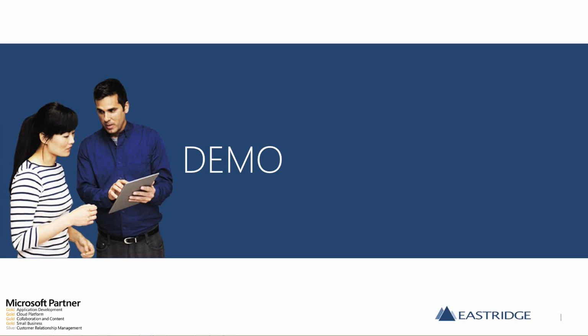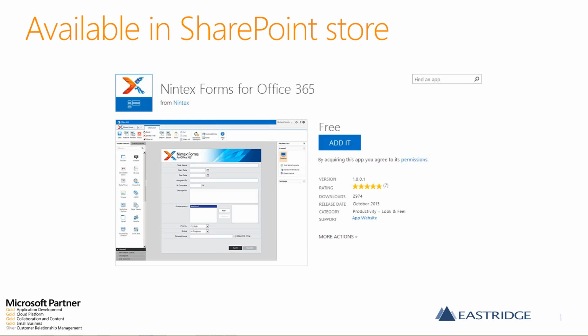Let me give a little bit more information on where to get this, how much it costs, and how to go forward. So for Nintex, for Office 365, you can get the Nintex workflow and the Nintex form tools directly from the SharePoint store as part of Office 365. You can download this, activate a 30-day trial. Now, to buy it, you'll have to buy it through an authorized partner or reseller, somebody like Eastridge.